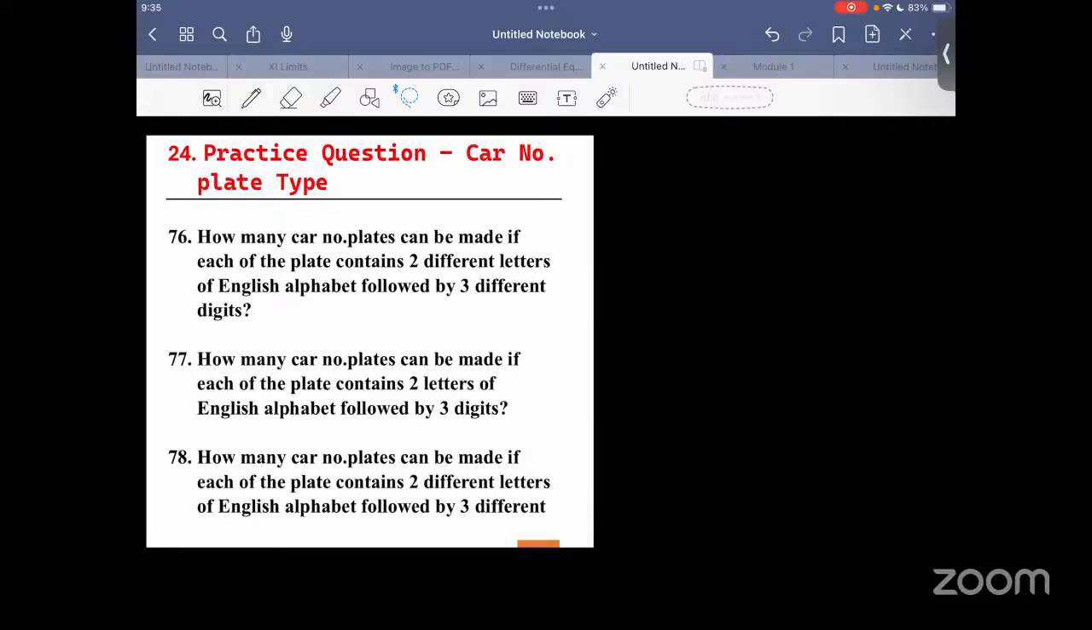26 into 25 into 10 into 9 into 8. Let's see. How many car number plates can be made if each of the plates contains two different letters of the English alphabet followed by three different digits? So two different letters and three different digits. The pink ones are digits. The other color is letters. So who can come here?